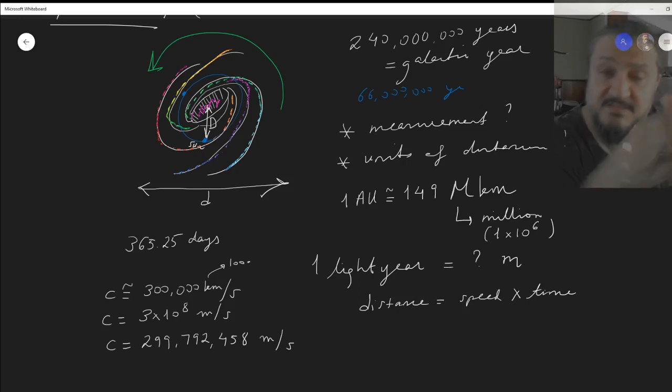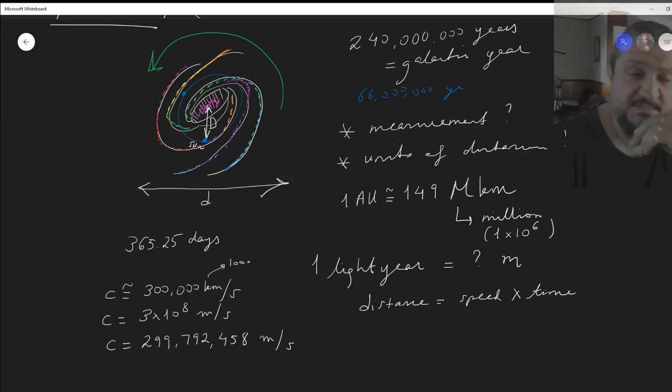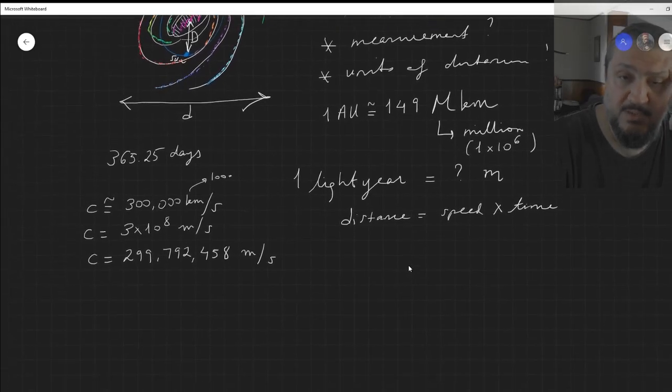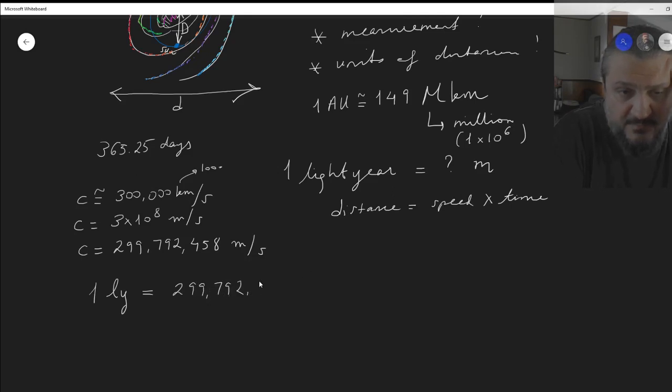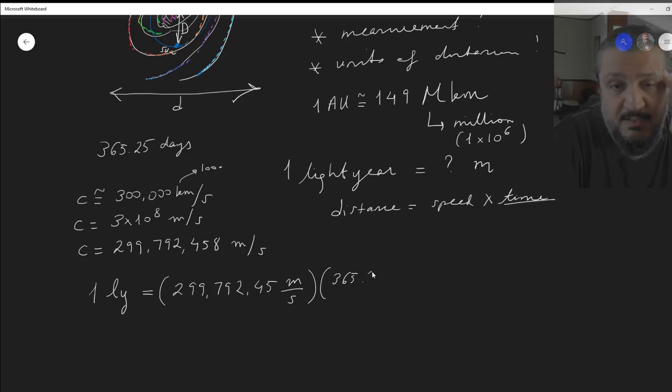So speed times time gives you distance, all right? So how many meters are there in 1 light year? Let's find that, it's really easy. I'm going to use ly for light year. So 1 ly is the distance. I'm just going to write speed here, 299,792,458 meters per second. This times 1 year. Okay, so 1 year is 365.25 days. But that's not enough because I have seconds here and days there. I have to convert it to seconds, right?